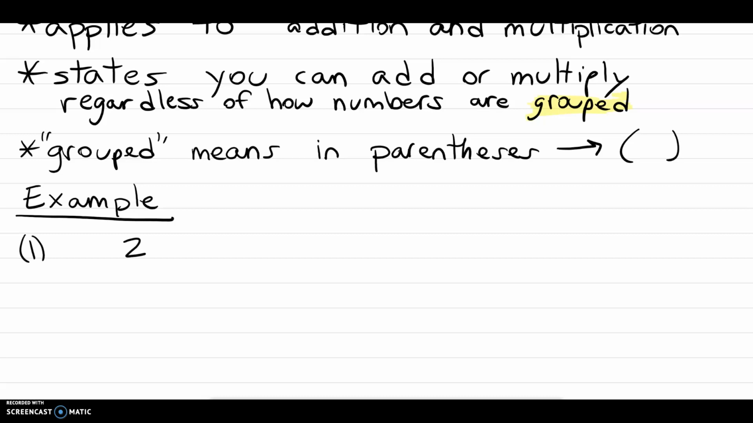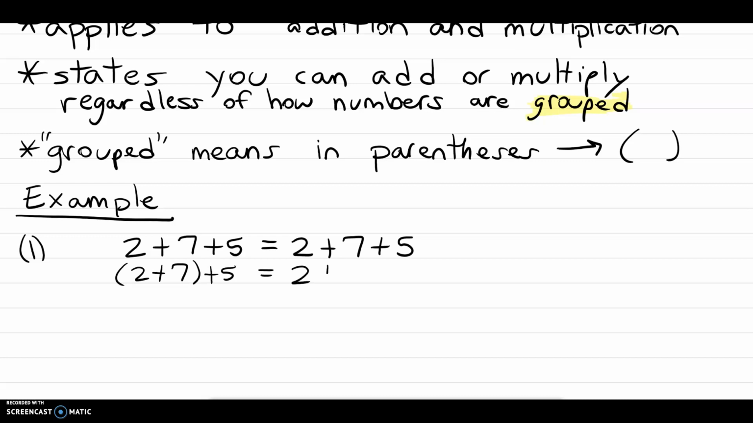So we know that the order in which numbers are added doesn't matter. That's the commutative property. But what we're talking about here is what if we group these numbers differently to see what happens when you add them together. So for example, let's say we put 2 plus 7 in parentheses on the left-hand side, and on the right-hand side, let's say we put 7 plus 5 in parentheses.